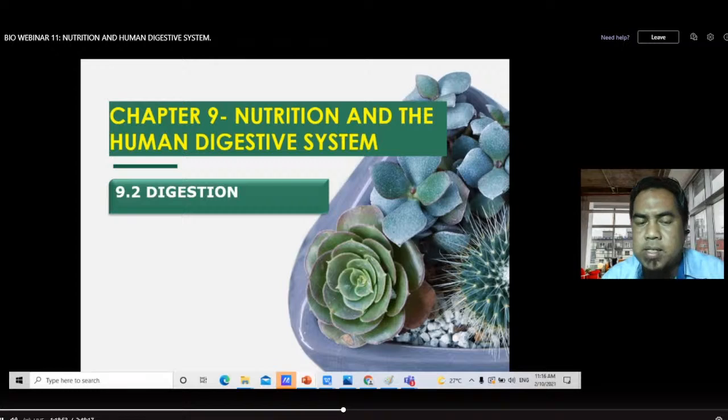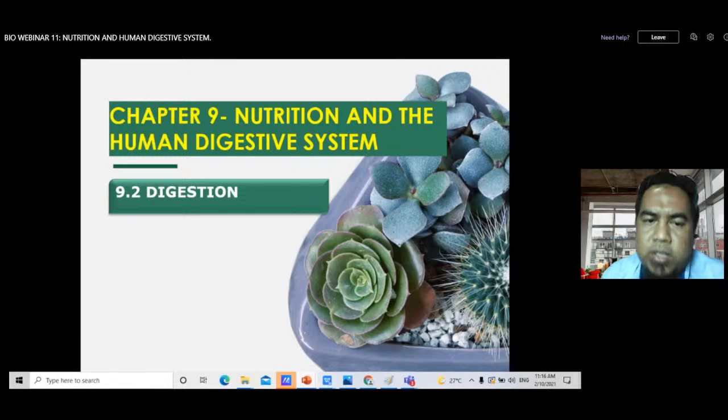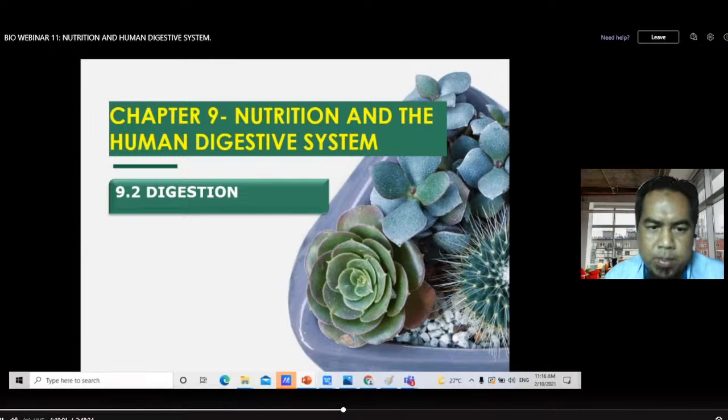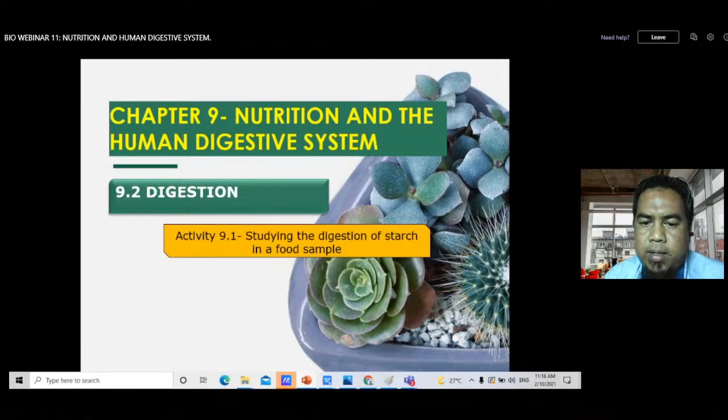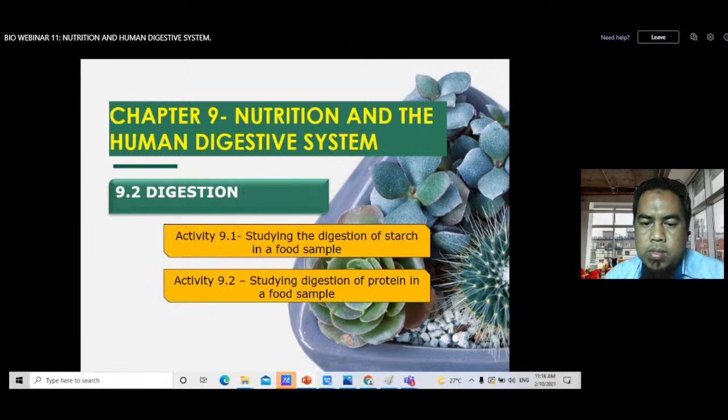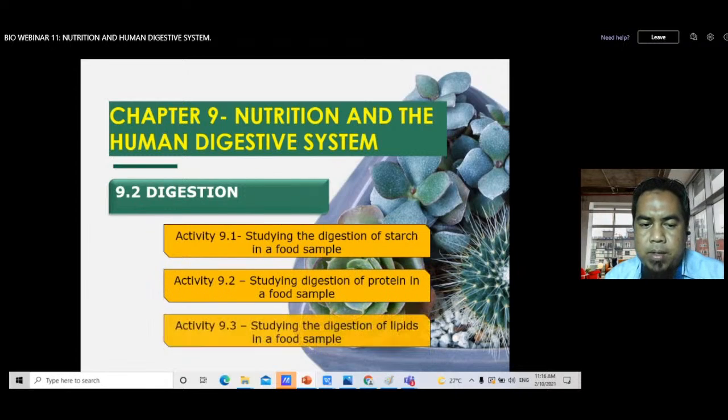So for my topic, I will discuss 3 experiments. Okay, still in chapter 9, that is nutrition and human digestive system. First experiment, activity 9.1, studying the digestion of starch in a food sample. 9.2, studying digestion of protein in a food sample, and last activity 9.3, studying the digestion of lipids in a food sample. At the end of my session, you will play one game. We have a quiz, and you will play one game.